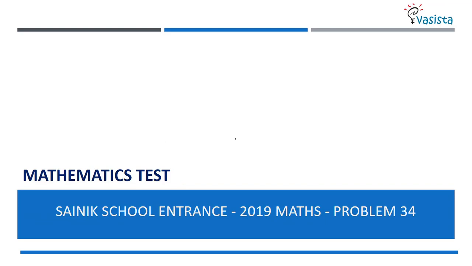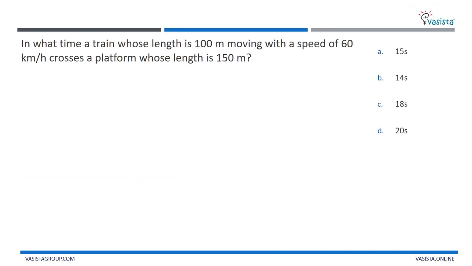Fine, let me go with problem number 34 here. In what time does a train whose length is 100 meter, moving with a speed of 60 km per hour, cross a platform whose length is 150 meter? Right, it is a distance and time problem, or time and distance problem, right?